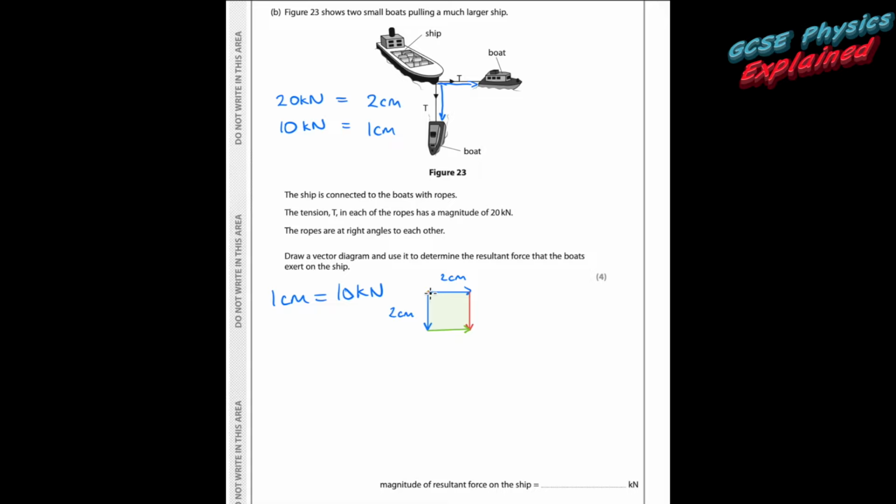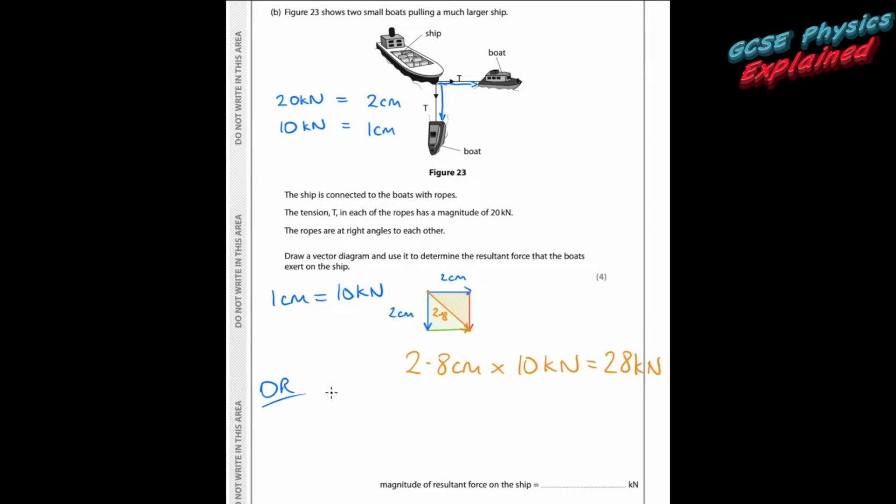And then what we're interested in is where did we start and where did we finish? You're interested in that length there, that's going to be your resultant. So we'd need to measure it with the ruler. Now when I'm measuring it on my screen, it's 2.8 centimetres. For every 1 centimetre it's 10 kilonewtons, so just multiply that by 10 kilonewtons. And that comes out as 28 kilonewtons. So you've basically done a scale drawing to work it out.